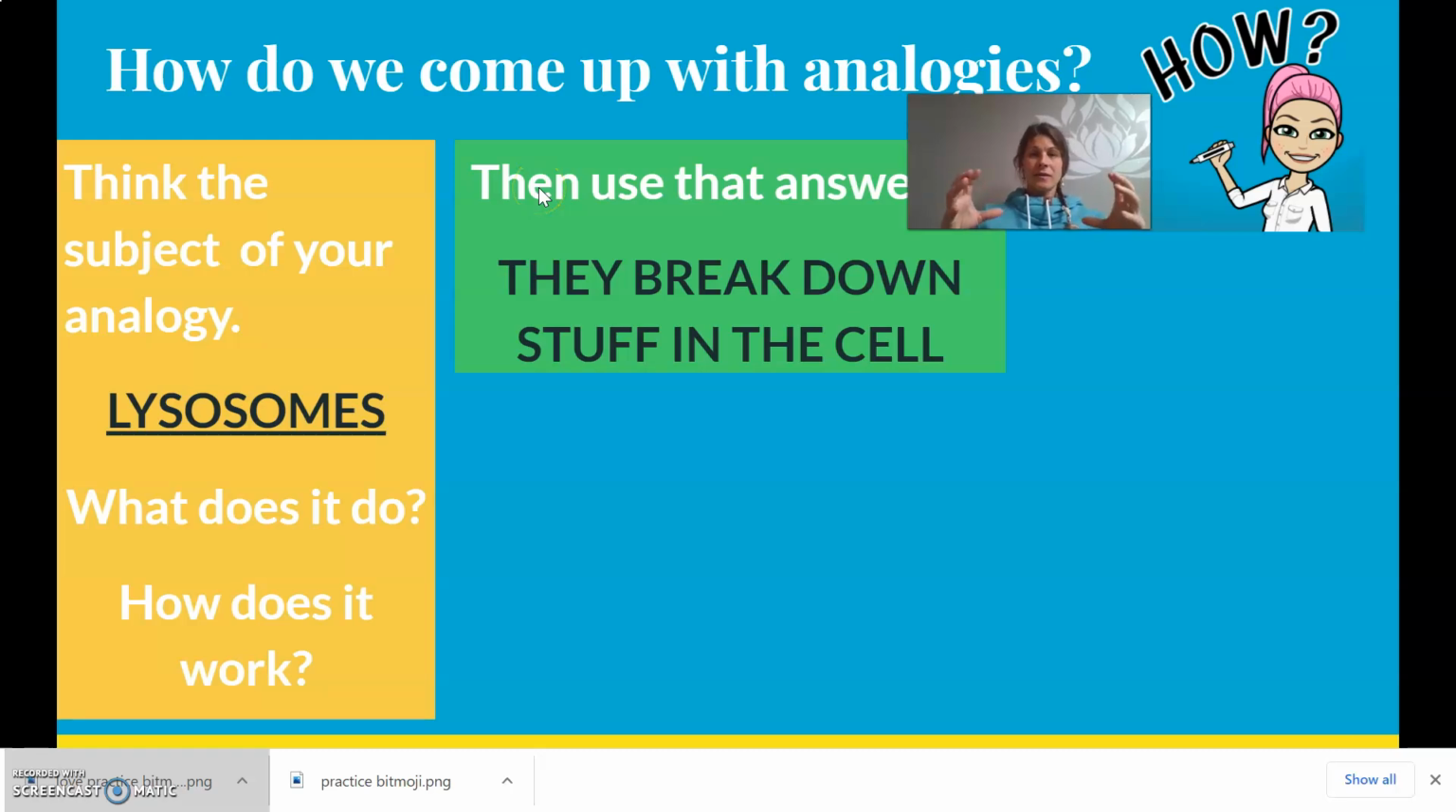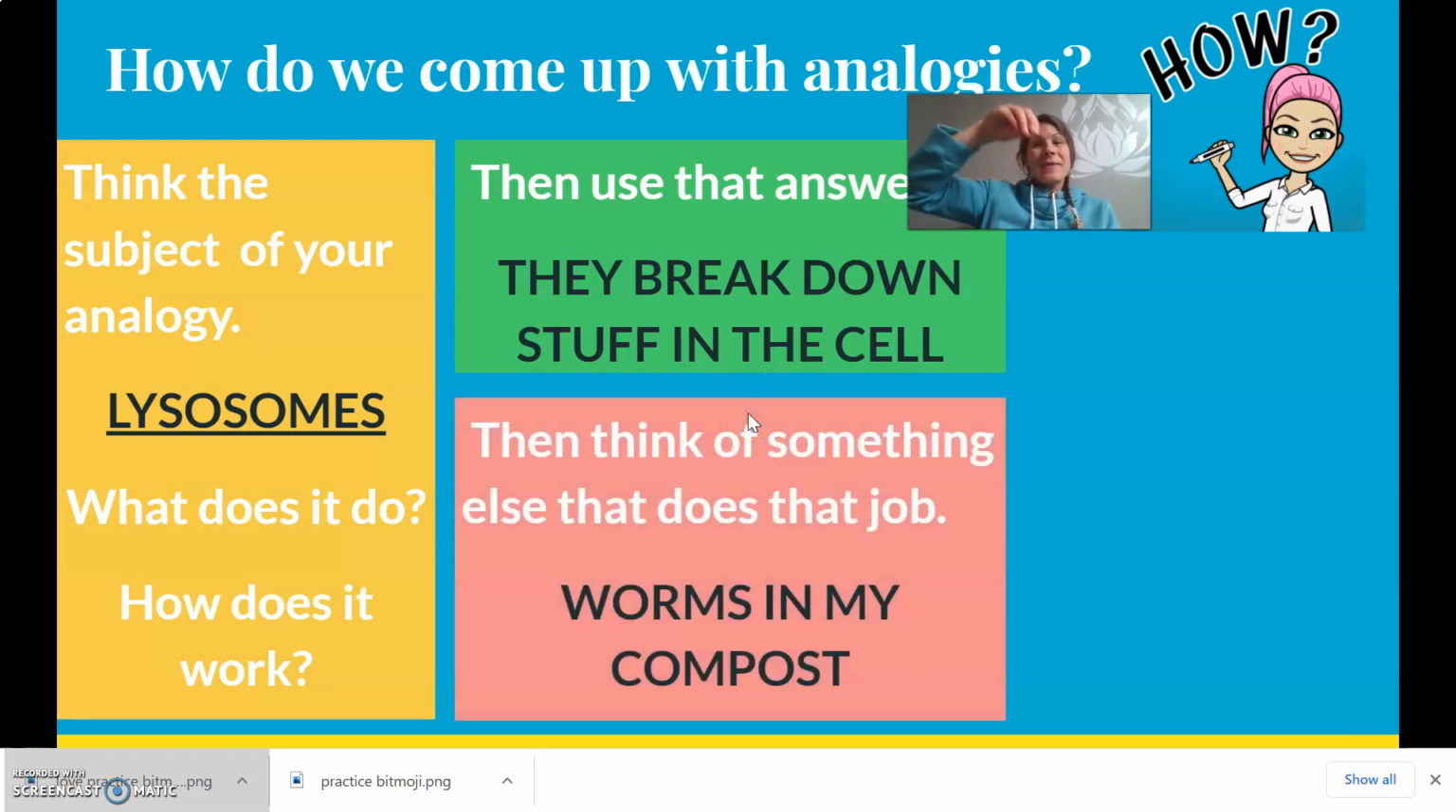Then I use that answer. I check my notes, right? Because I've got my notes here and it has the structures and the functions. And I look down, they break down stuff in the cell. Okay, that's what they do. Now, I need to think of something else that does that job of breaking stuff down.